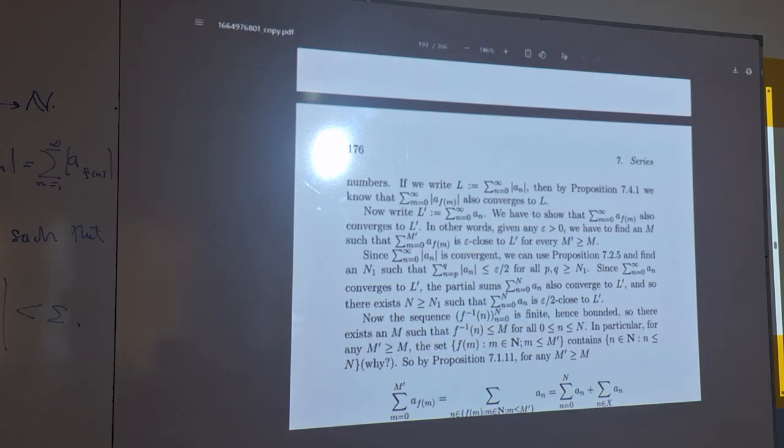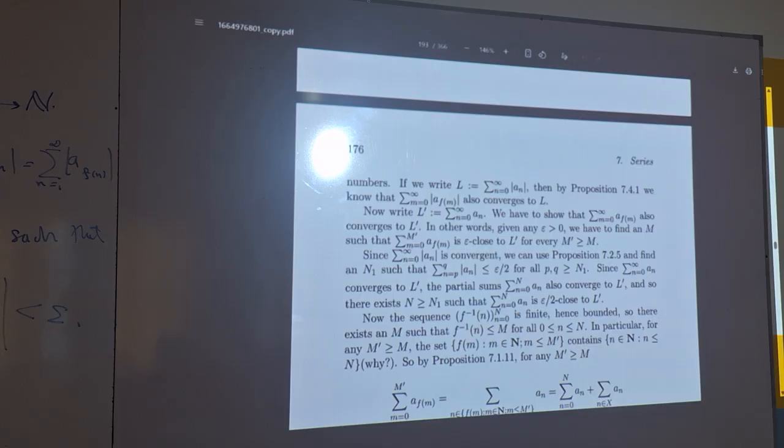Now he says the set contains that, no? So that means I should take any n belongs to N such that n less than or equal to capital N. I have to prove it is in this set, no? So I have to prove f of n less than or equal to m dash. That's what I have to prove.